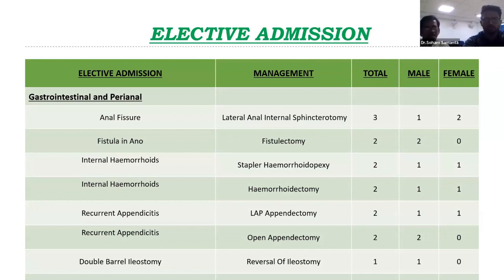ileostomy, double barrel ileostomy for which reversal of ileostomy was done, and 1 case of ileocolostomy for which the reversal was done.